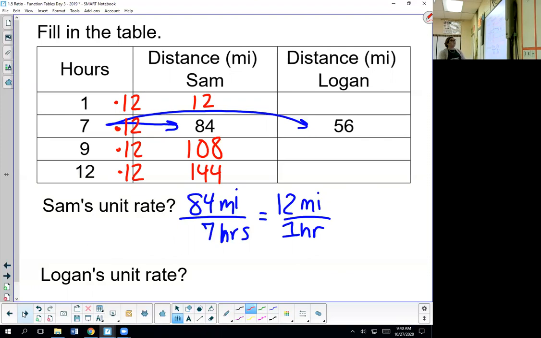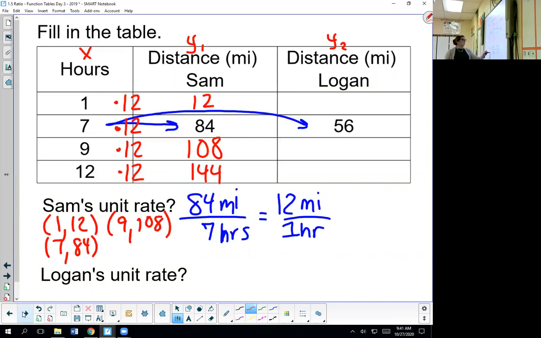So how do I go from Sam's X to his Y? This is like the first Y, and this is your second Y. Y1 means the first Y, Y2 the second Y. Same concept here. So his ordered pairs would be 1, 12. Then the next point would be 7, 84. The next point I could graph is 9, 108. Next point is 12, 144. But I could figure out where 2 is at. 2 would be at 24, 3 would be at 36, and so on. But again, make sure you see the relationship between the two.